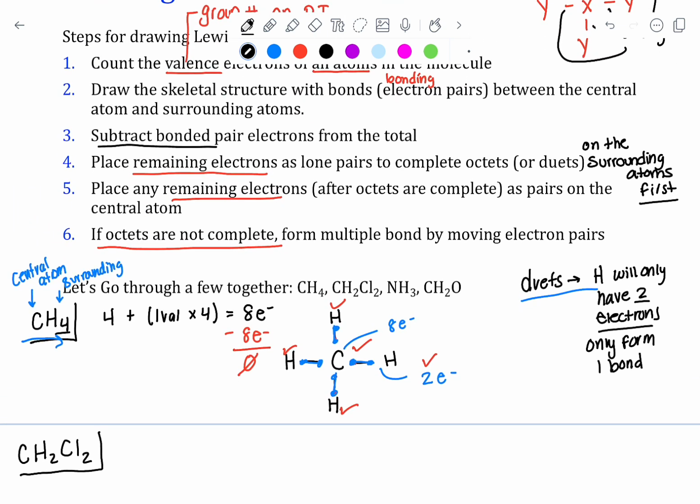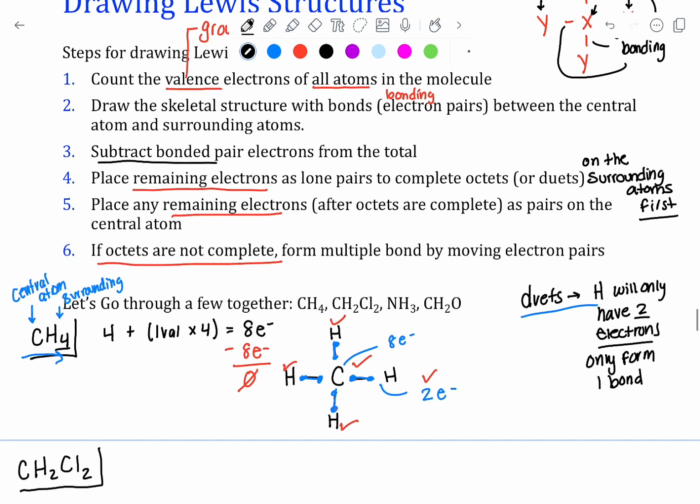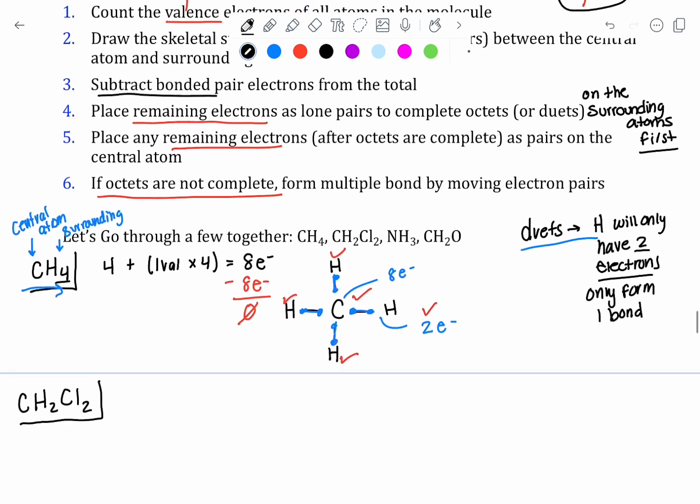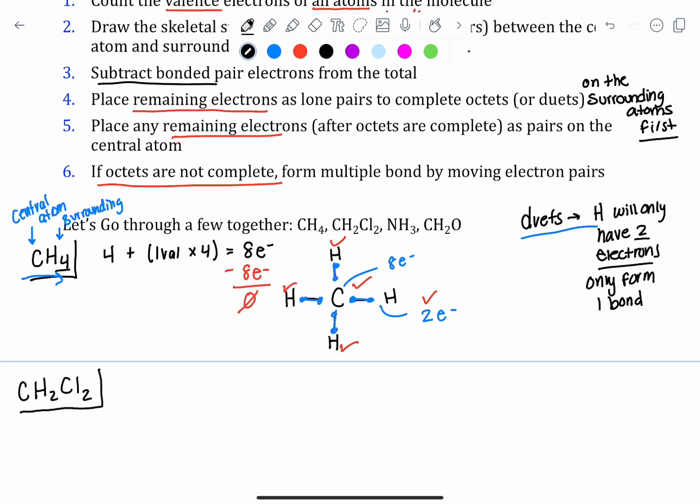So our first step says to count the valence electrons of all atoms in the molecule. So we have to count our valence. There's 1 carbon. Carbon has 4 valence electrons because it is in group 4. There are 2 hydrogens, and each hydrogen has 1 valence electron. So we just take that 1 and multiply it by 2. Finally, we have chlorine. Chlorine has 7 valence electrons because it is in group 7, or group 7A. But there's 2 of them, so we're going to multiply it by 2.